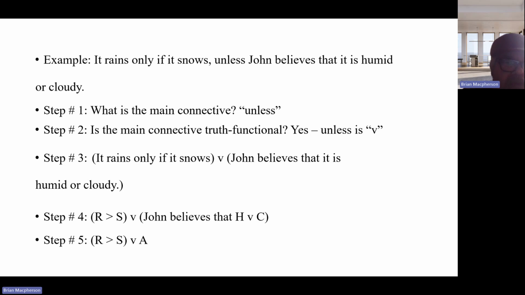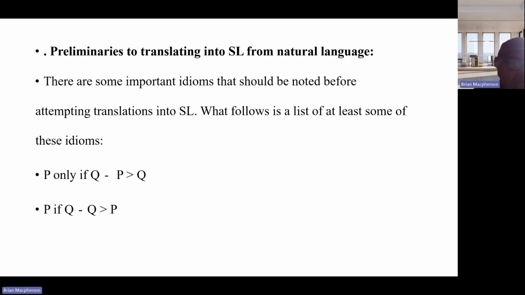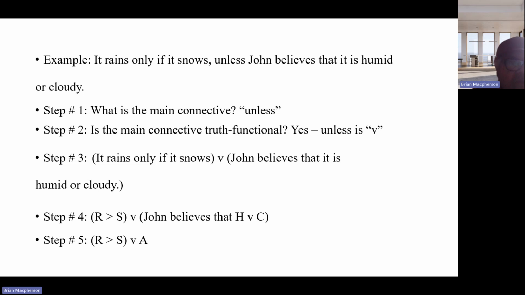Now what we have to do is to translate the components. It rains only if it snows. John believes it's humid or cloudy. Well, it rains only if it snows, going back to the idioms, is P then Q, right? So it'll be R then S. Wedge. John believes that it is humid or cloudy. Since believes that is the main connective here, it's just going to be translated as an atomic letter, because you can't render believes that in simple propositional logic. So step 5 gives us R then S, wedge A.